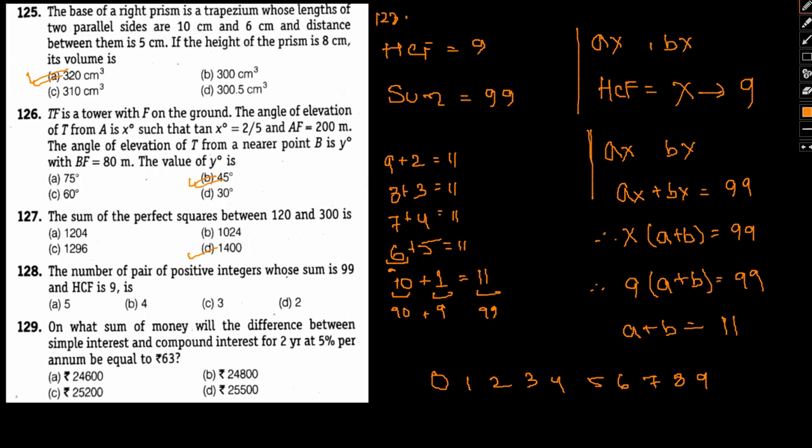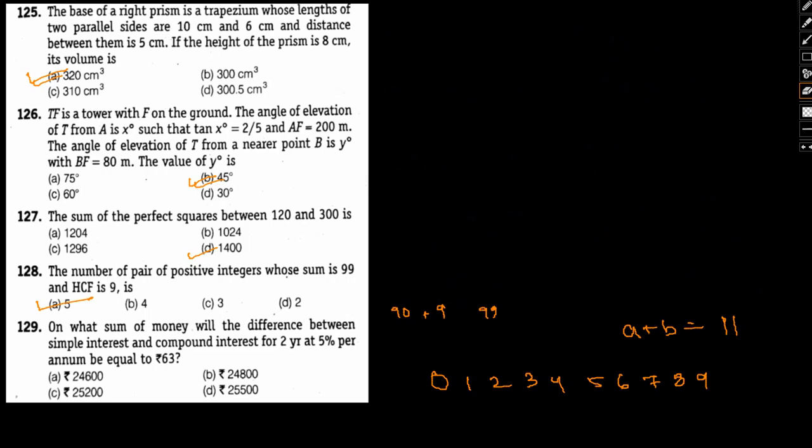Similarly 54 and 45 gives 99, and 63 and 36 again gives 99. So multiplying 9 to all, we get 99. So how many pairs? 1, 2, 3, 4, 5 pairs. So option A will be our answer. I hope this is clear. This was a fairly interesting question, so you need a little bit of in-depth knowledge about numbers. Having said that, let's move on to the next one.